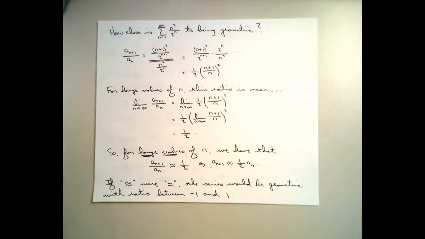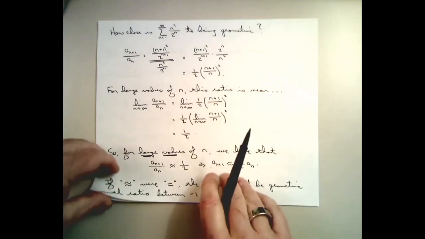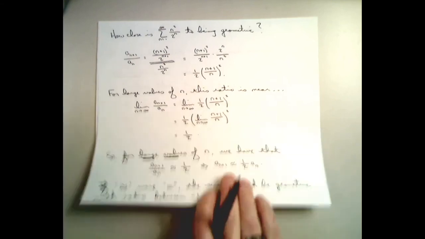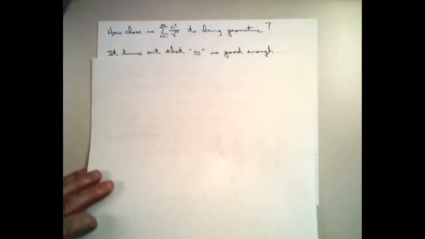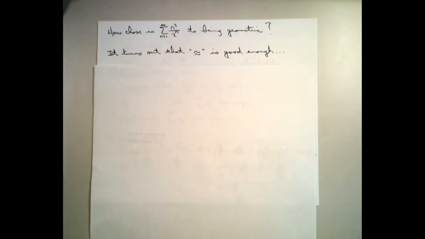Now think about this for just a moment. If that approximately equal symbol were actually equality, this series would be geometric. It would be geometric, and the ratio would be between -1 and 1, right? The ratio would be 1/2. It's not geometric, and we don't have equality, but it turns out that this approximately equal to is actually good enough, right?